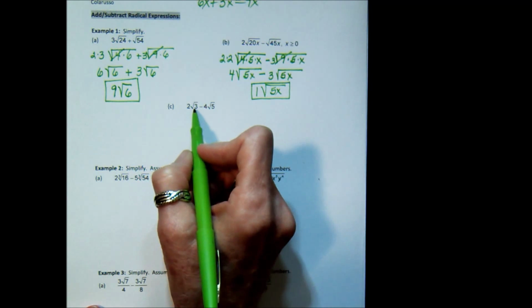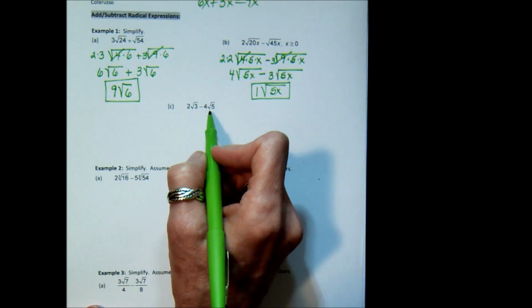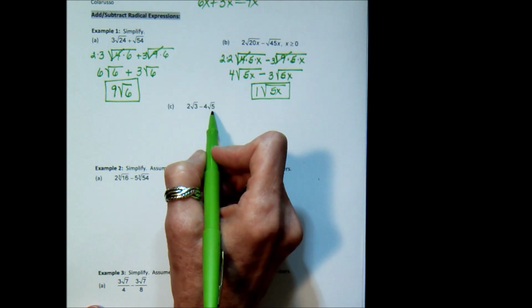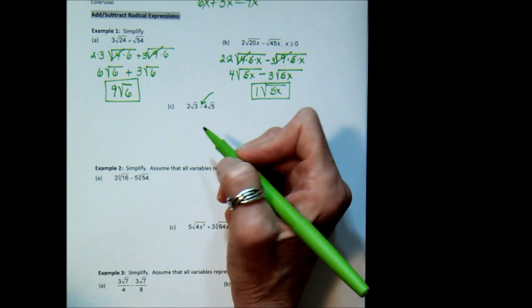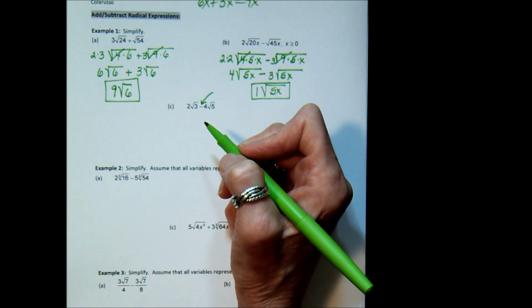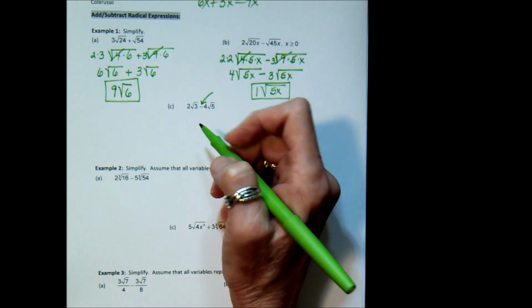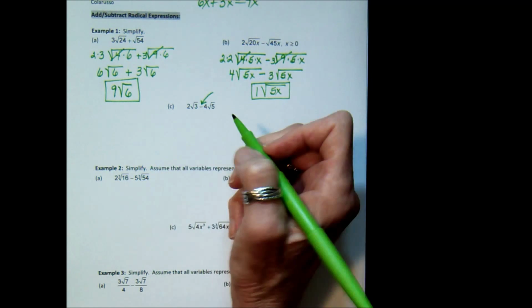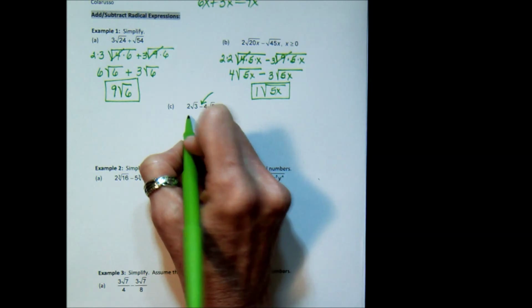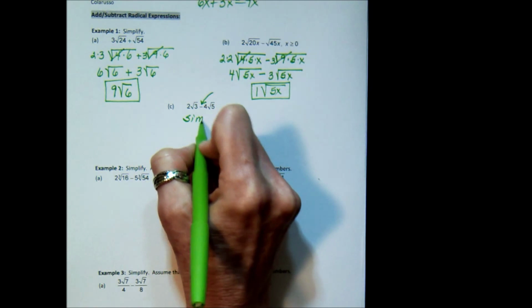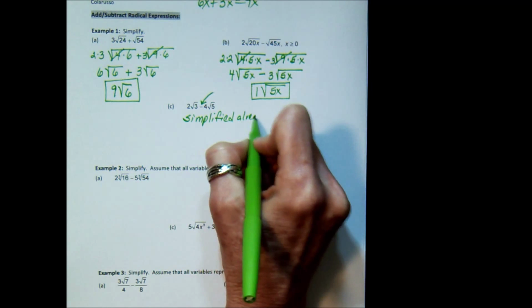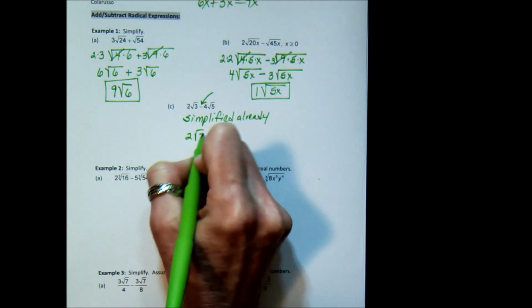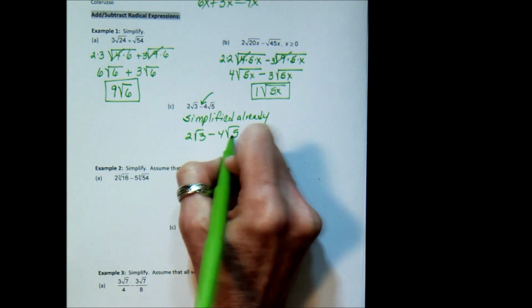Let's look at example C. I have 2 radical 3 minus 4 radical 5. My radicals don't match, and I can't break them down. If this was multiplication, it wouldn't matter. I could just multiply it together. But because it's subtraction, I can't combine those unlike terms. So you can write simplified already, or can't be simplified, or whatever you want. You can just rewrite 2 radical 3 minus 4 radical 5. It cannot be combined is the point.